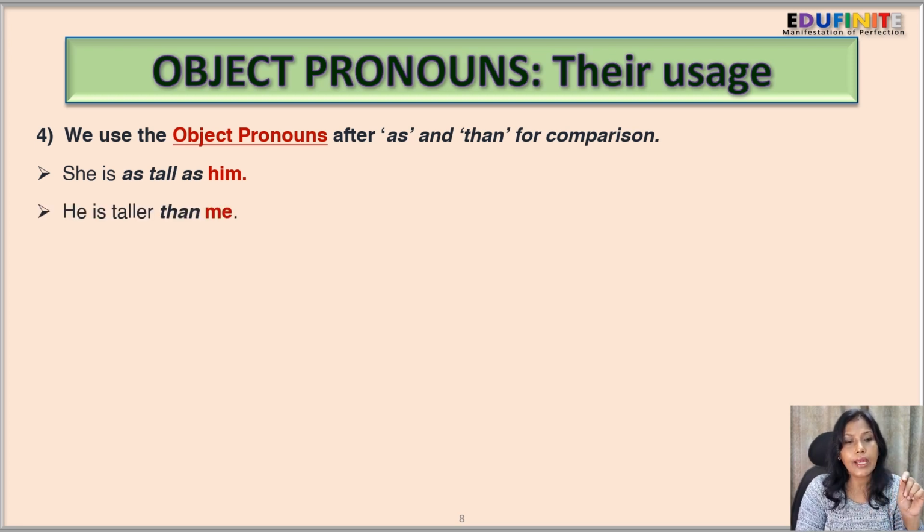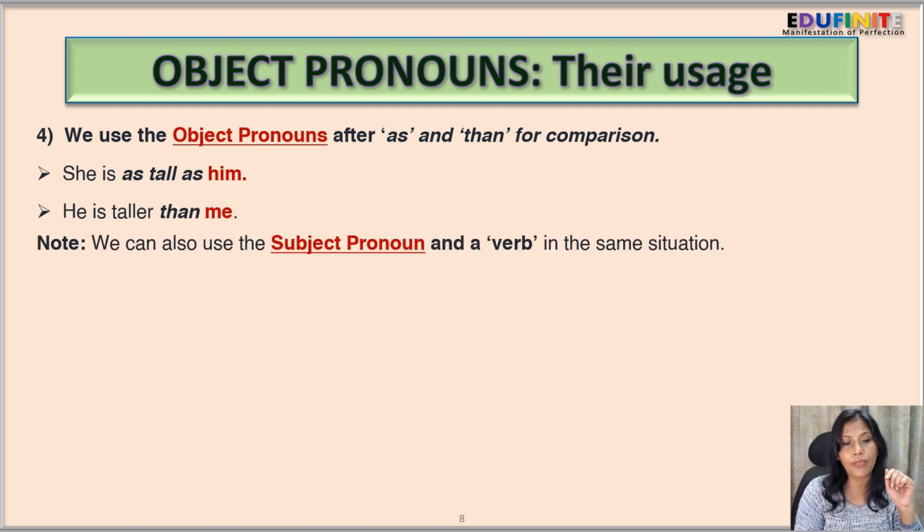Next, he is taller than me. Suppose my brother is taller than me and I am comparing his height with mine. So what do I say? He is taller than me. So here after than we are using the object pronoun me, and after as we use the object pronoun him.